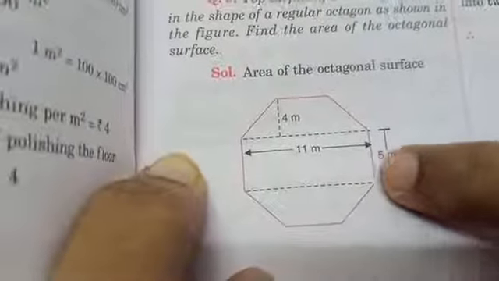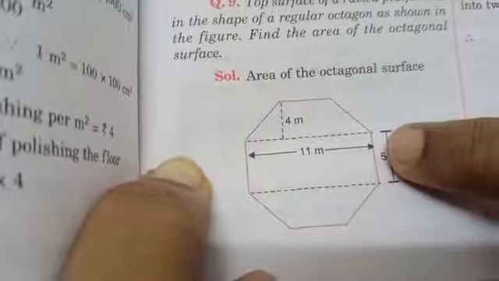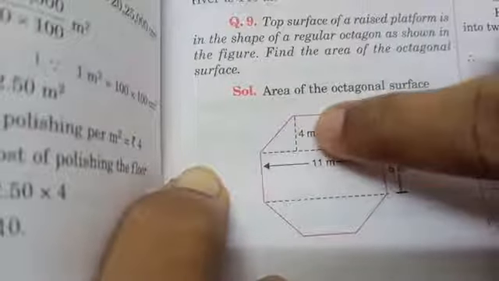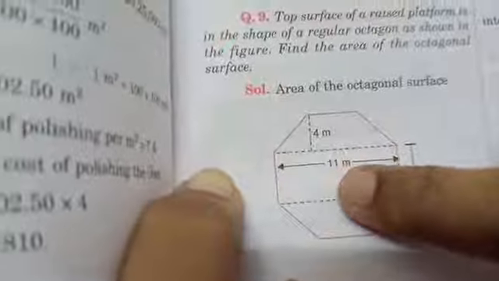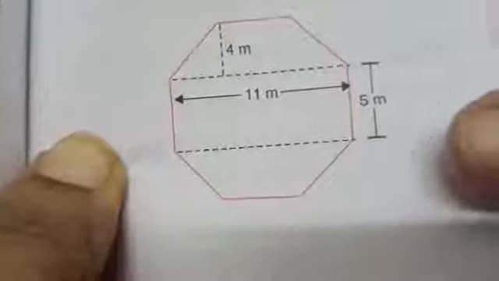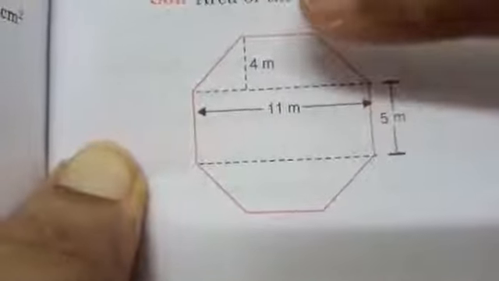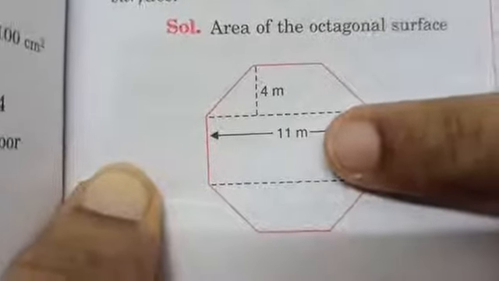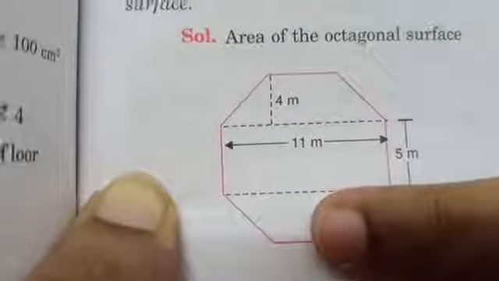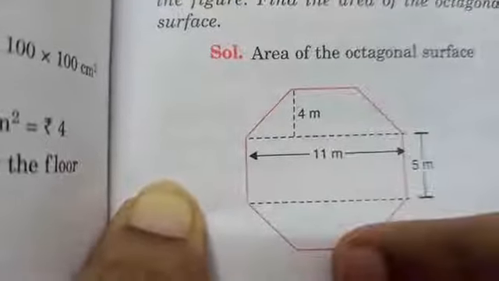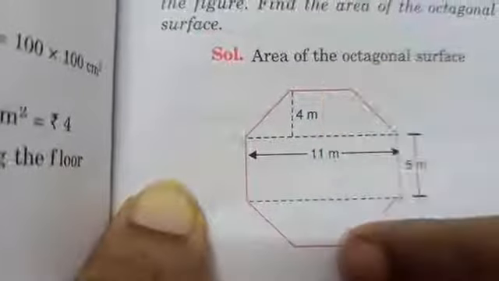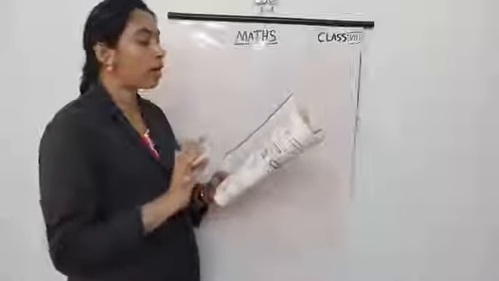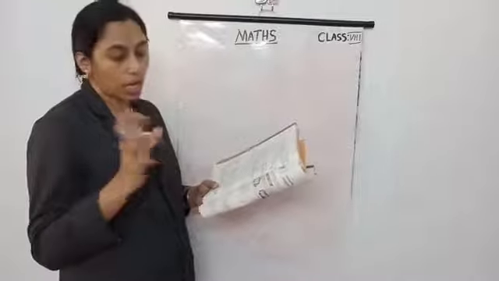Then here it is already given that this length is 5 meter. That is, one side is 5 meter, and this height is 4 centimeter, and this length is 11 meter. So the area of this field is equal to the area of this trapezium plus the area of this rectangle field plus the area of this trapezium. These two trapeziums are identical. So 2 into the area of a trapezium plus the rectangular field. Here it is given as a regular octagon, so all sides are equal, 5 centimeter.